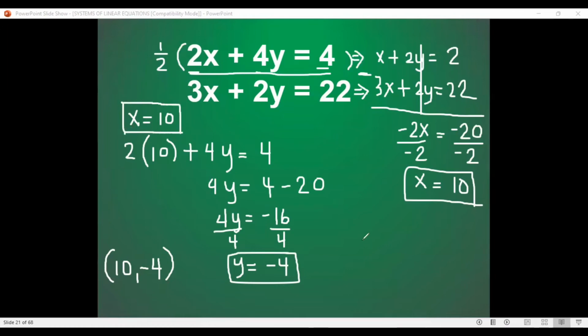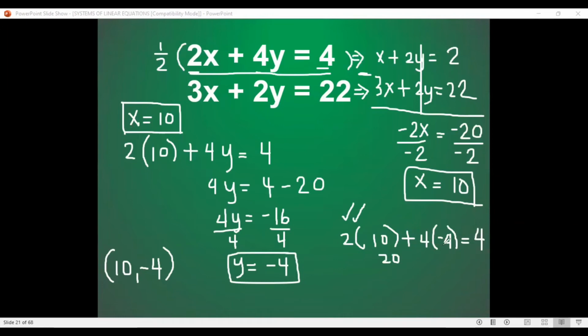Now, if you want to check this one, what are we going to do in the checking part? Your x is 10. So 2 times, we are trying to substitute it to the original equation now. 2 times 10 plus your 4y. So we have 4, and then we obtain a value of your y, which is negative 4. And this should give you an answer of 4. So looking into this is 20.